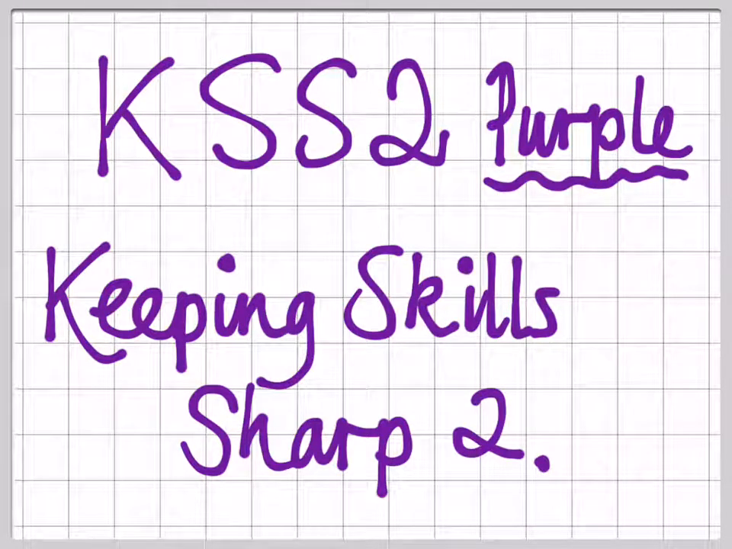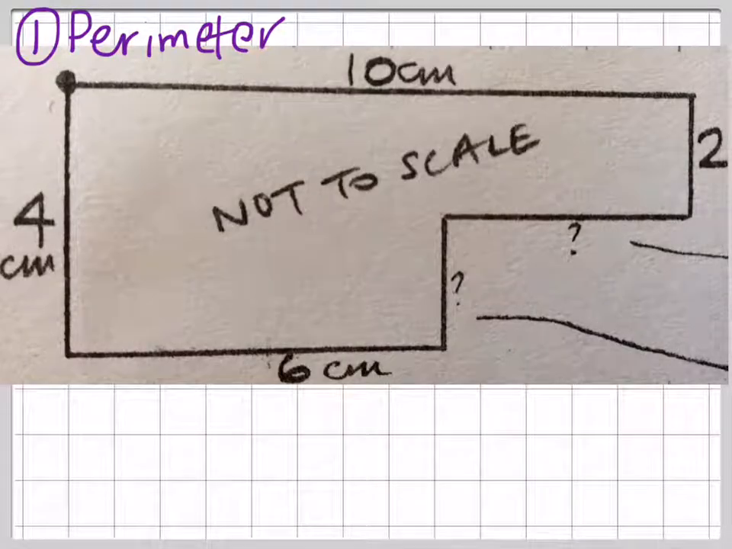Welcome to Keeping Skills Sharp 2, the purple one. 6 types of questions. If you can master most of them, they will make a difference to your score in 11+. First one is perimeter of a rectilinear shape, a shape that's made up of rectangles.